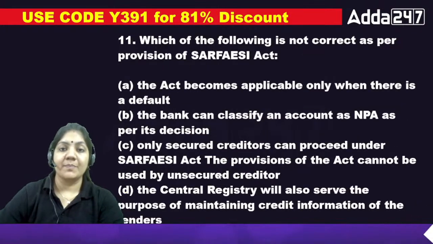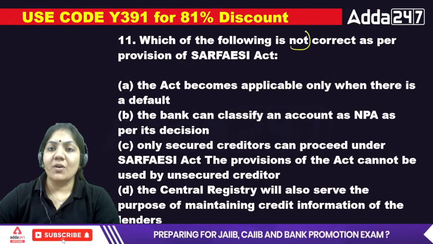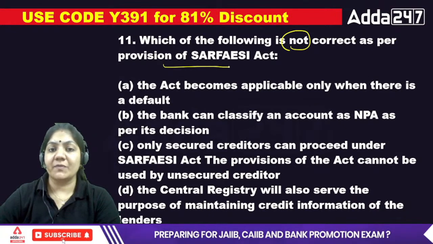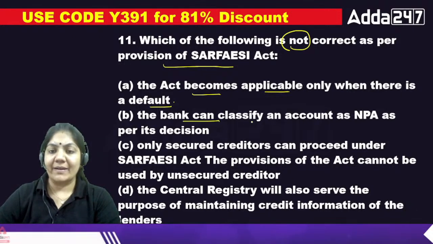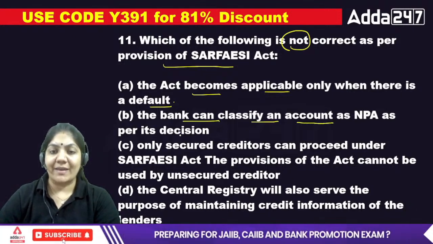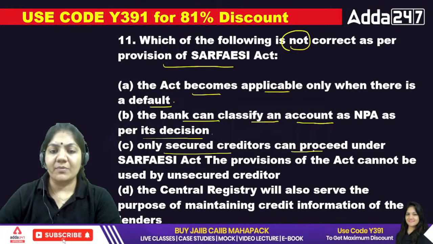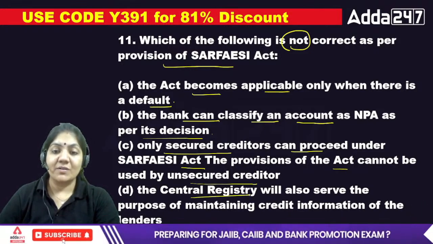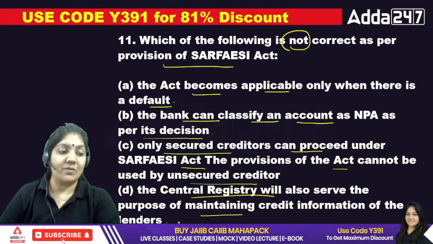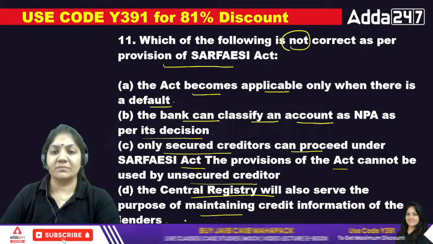Okay, next. Which of the following is not correct as per the provisions of the SARFAESI Act? First, the Act becomes applicable only when there is a default. The bank can classify an account as NPA as per its decision. Only a secured creditor can proceed under the SARFAESI Act. The provisions of the Act cannot be used by an unsecured creditor, and the central registry will also serve the purpose of maintaining credit information of the lender. Which of the following is the right one?